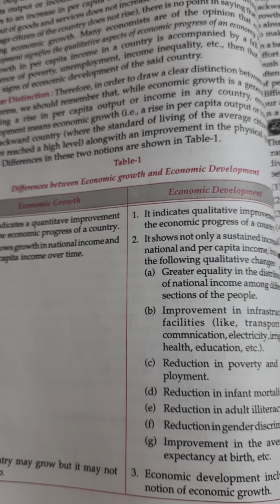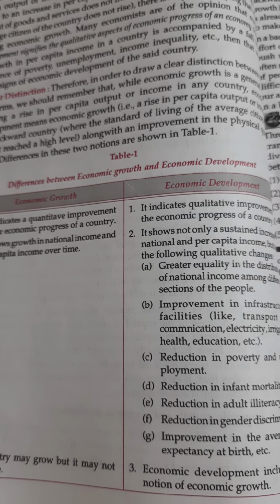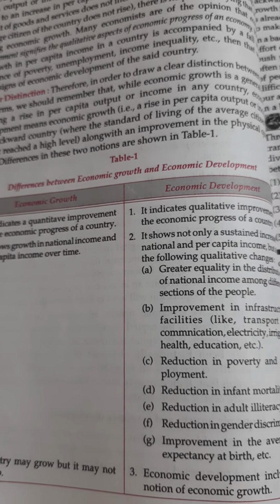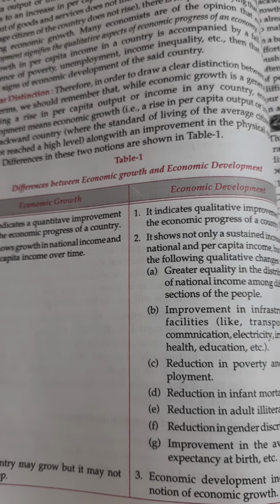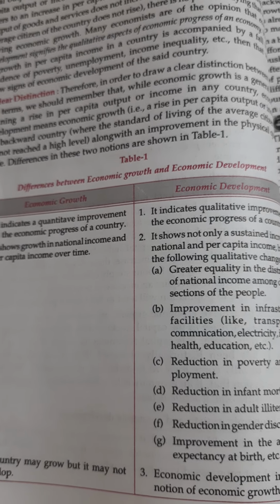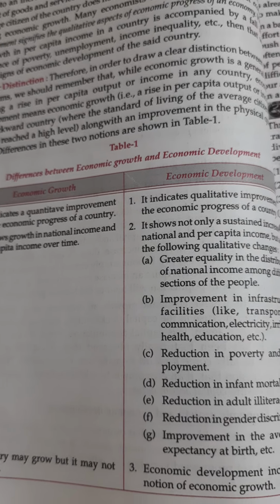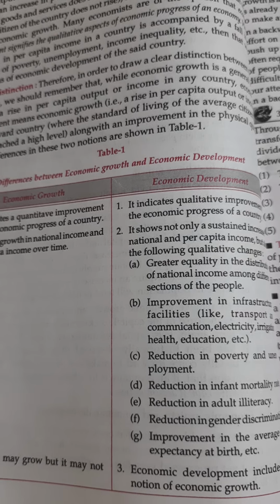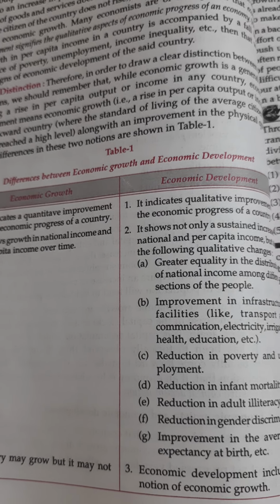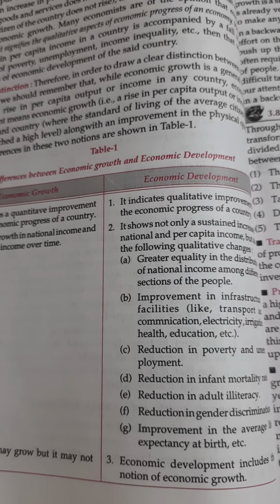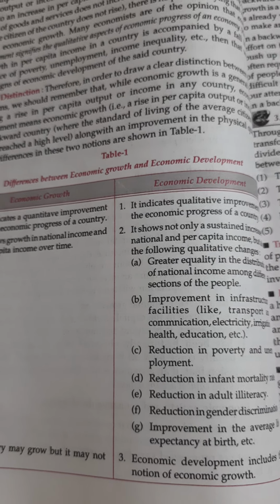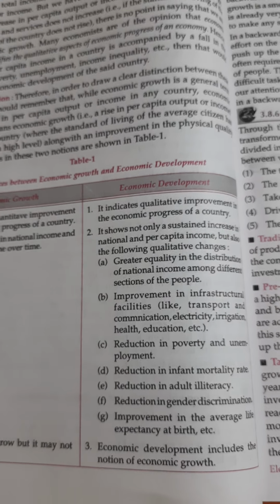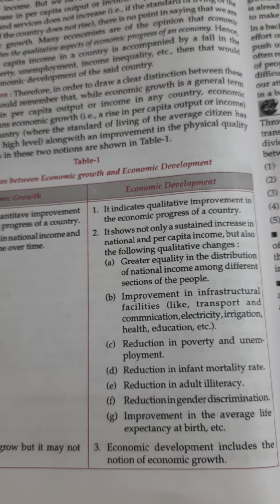the entire progress of the country. That means social progress, political progress, health progress. You can say education wise the country is progressing, poverty is being reduced, infant mortality is being reduced, there is an increase in the literacy rate, no gender discrimination is seen, very few people are dying at birth. That means the life expectancy at birth is increased.